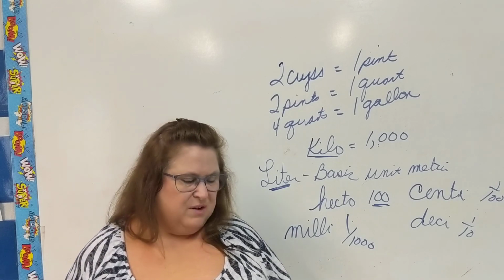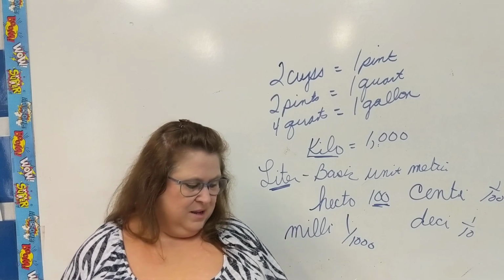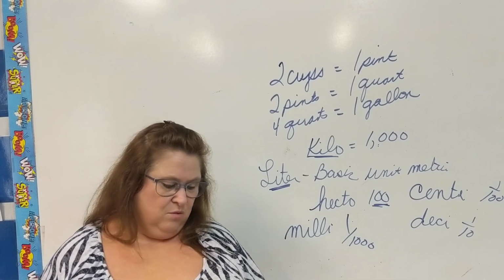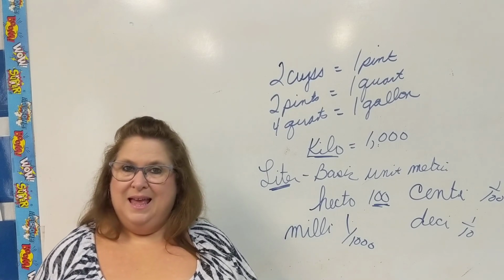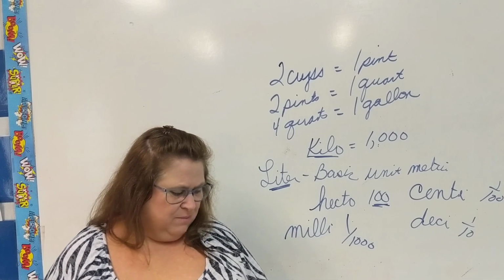Letter D, what is our prefix for 1,000? Milli, very good. Letter E, our prefix for 1,000 is kilo. And letter F, our prefix for 100 is hecto, very good. Look at section 3. We're going to mark A for true and B for false.